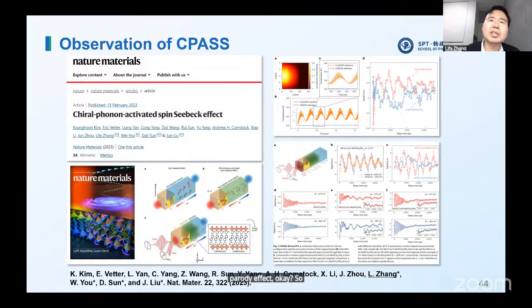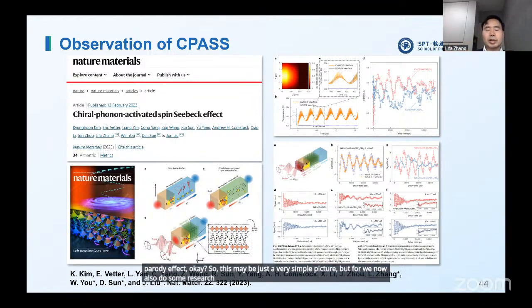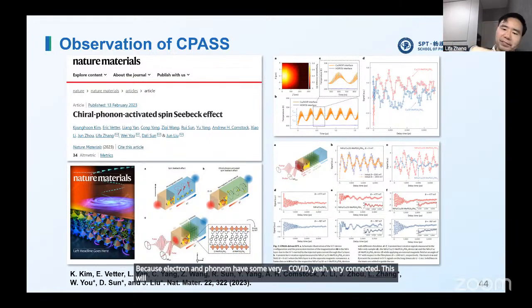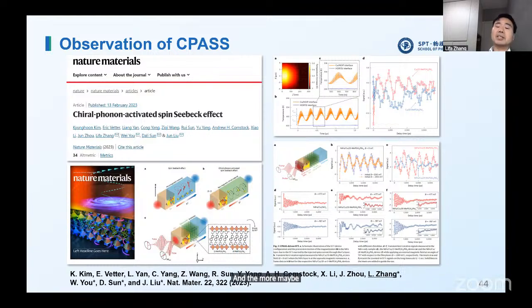This may be just a very simple picture, but we now also do some research on this, maybe because the electron and the phonon have some Berry curvature connection. The phonon wave function will affect the electrons. This will give the electrons an extra magnetic moment. So this gives another picture: because of the extra magnetization, extra Berry curvature for the electrons, we will get some large magnetic moment.